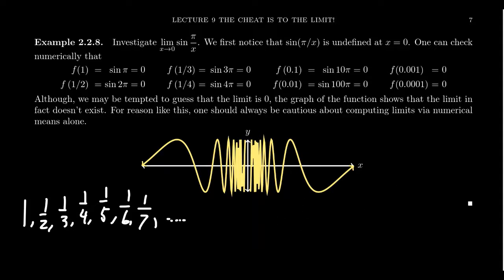Seems nice and dandy, in which case sine of pi over x will be defined for all of these numbers. f of 1 is going to be sine of pi, which is 0. Sine of pi was a much more interesting book compared to the sign of the beaver. Surprise ending right there. If we take f of 1/2, that's sine of 2 pi, which is 0. f of 1/3 is sine of 3 pi, which is 0. f of 1/4 is sine of 4 pi, which is 0. Let's expedite this process. f of 1/10 is sine of 10 pi, which is 0. f of 1/100 is sine of 100 pi, which is 0. f of 1/1000 is 0.